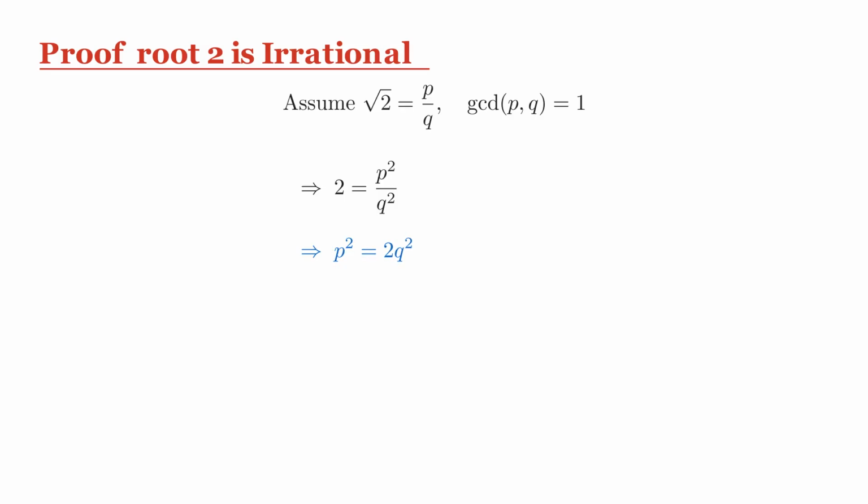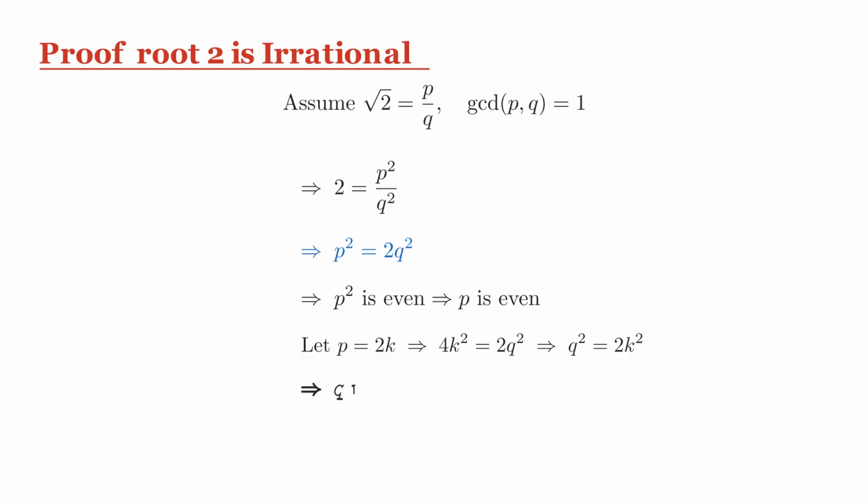This tells us that p squared is an even number. And when a perfect square is even, its square root is also even. So, p must be even, and we can write p as 2 times k. Substituting back, we find that q squared is also even. So q is also an even number.